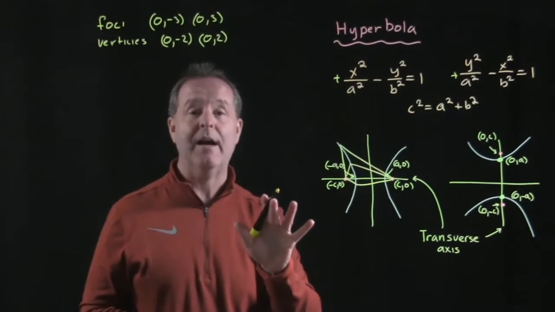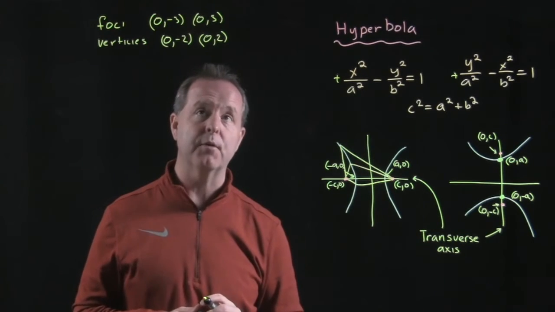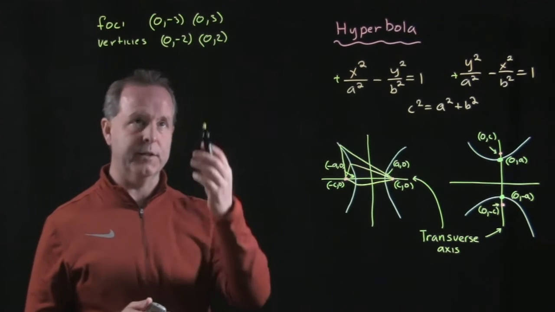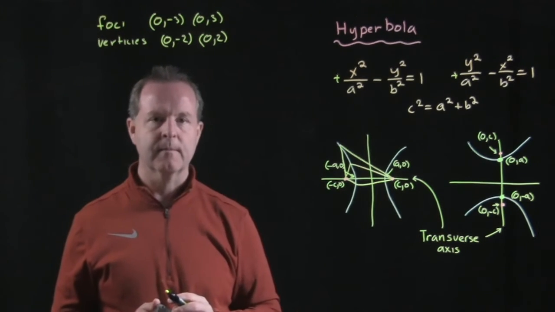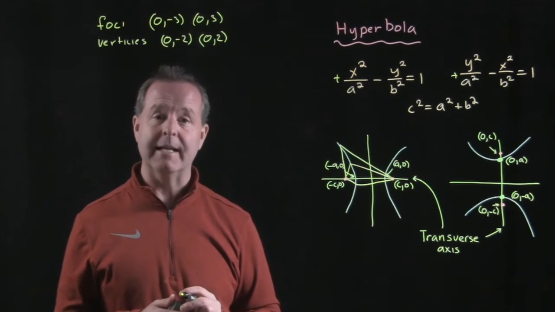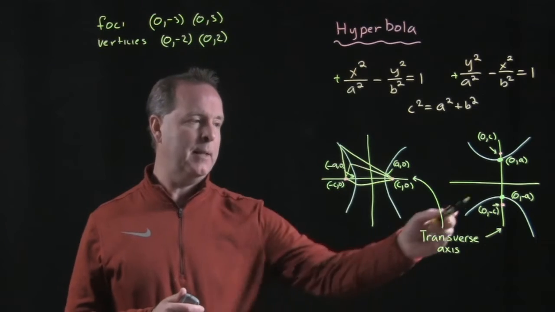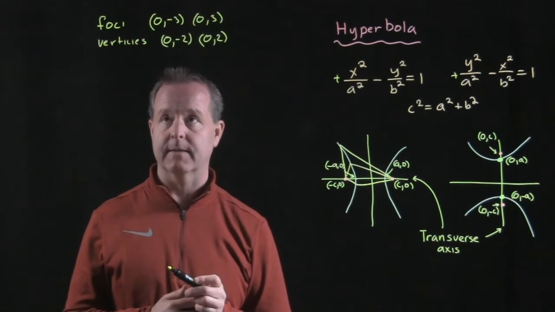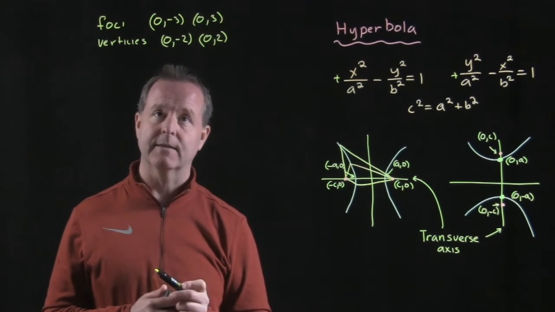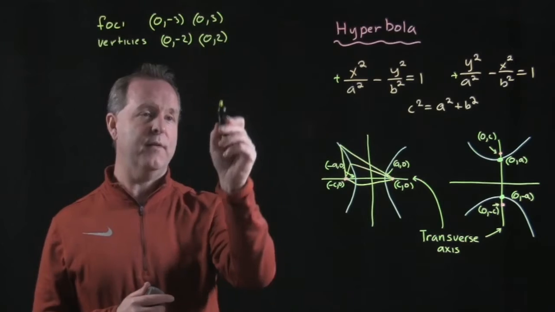Trying to work this one backwards, we're given some initial information. It says our foci are at 0 and negative 3, and 0 and 3, and we have vertices at 0 and negative 2, 0 and 2. So we must ask ourselves, which kind of hyperbola is that? Is that one where we have a horizontal transverse axis or a vertical transverse axis? Well, notice the vertices are located on the vertical axis.